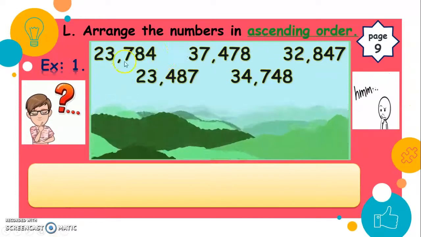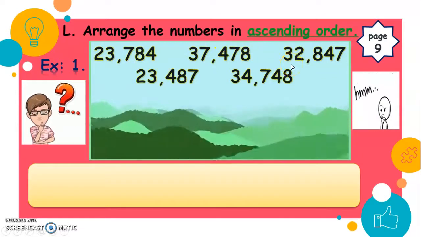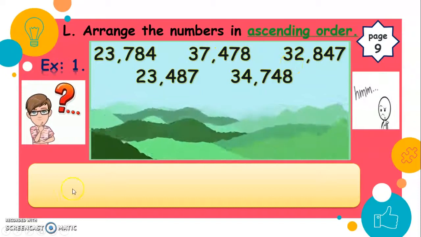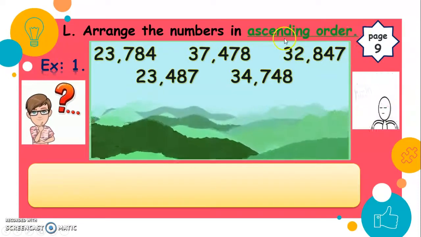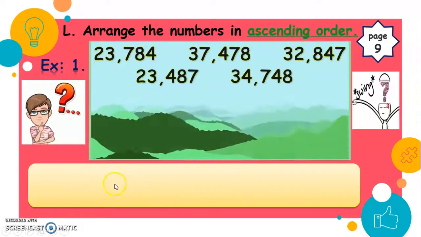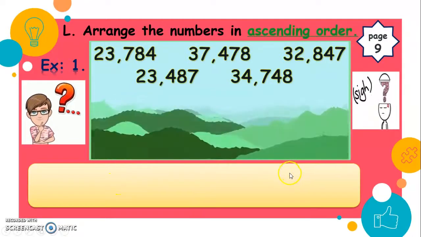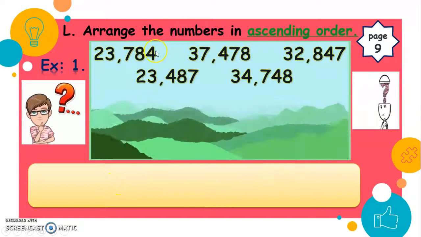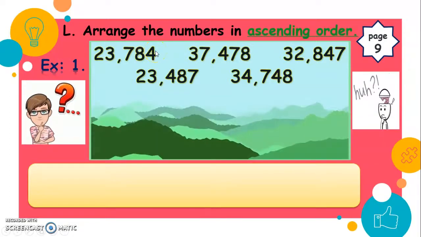So you are given 5 numbers. Which of these 5 numbers should come first if you have to order them using ascending order? Try to think of your answer from the starting number until the last one. Look carefully at every number and try to think of the correct answer.